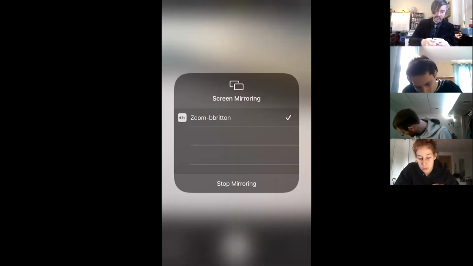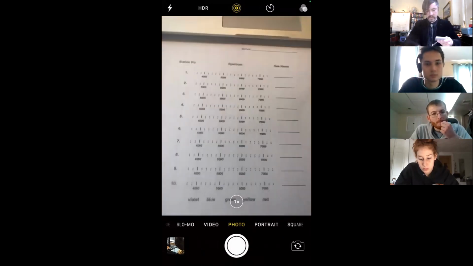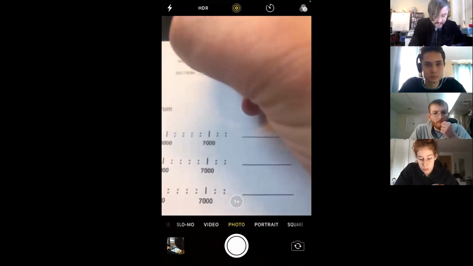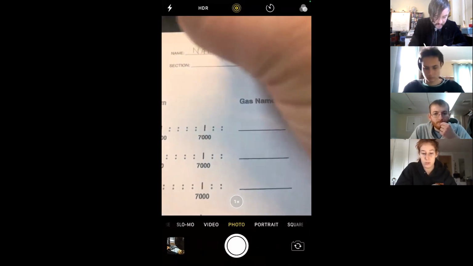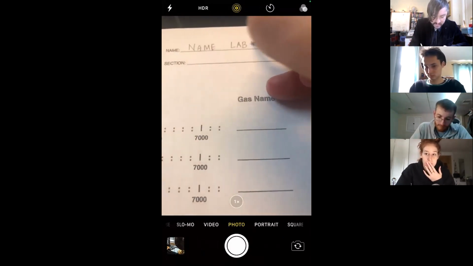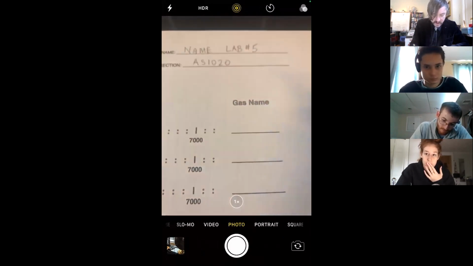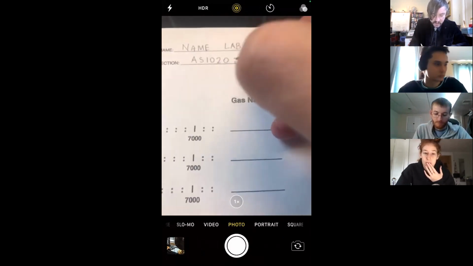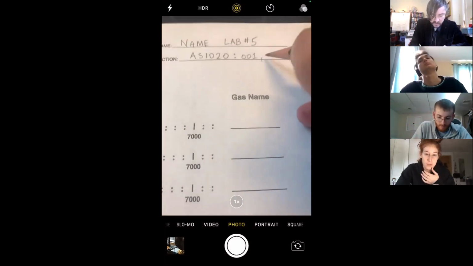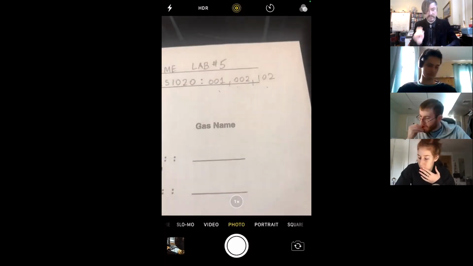So this is lab number 5. Okay, here we go. Okay, so let's put our names down. As Vladimir reminds us, this is lab number 5. Always good to keep track of that. For submission purposes, we are AS1020. And be a good student and put your section down, whatever it is. Choose one of the 3, whichever one applies to you.